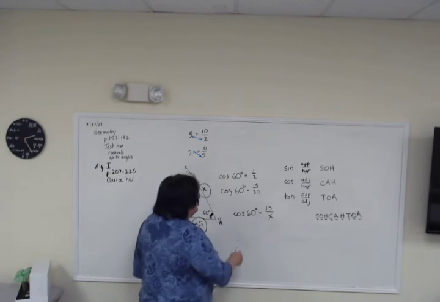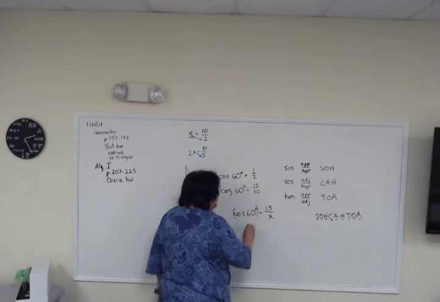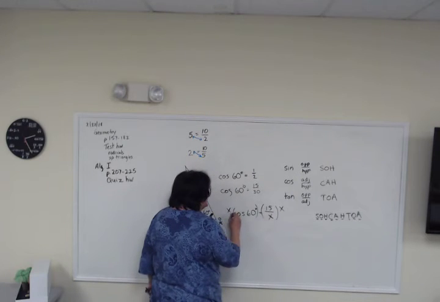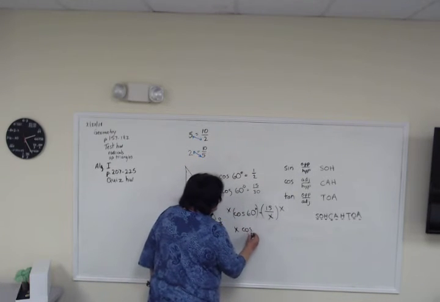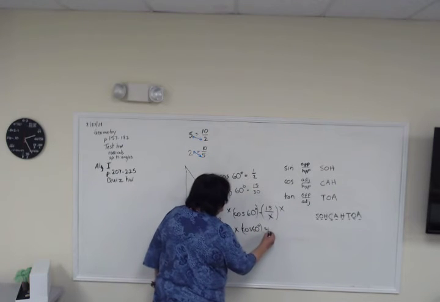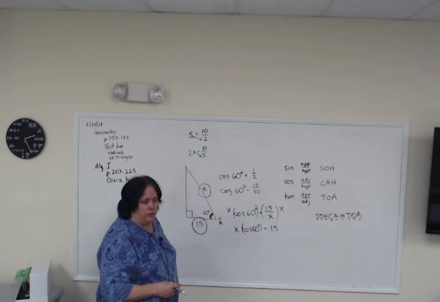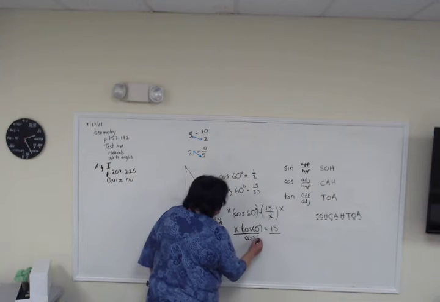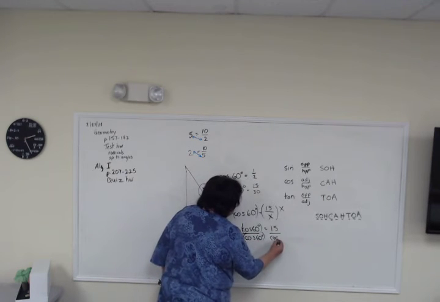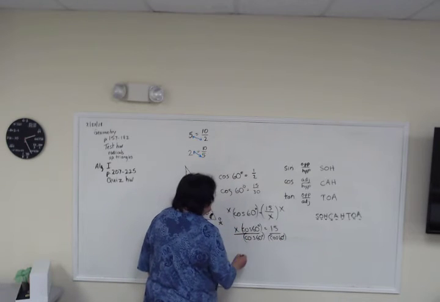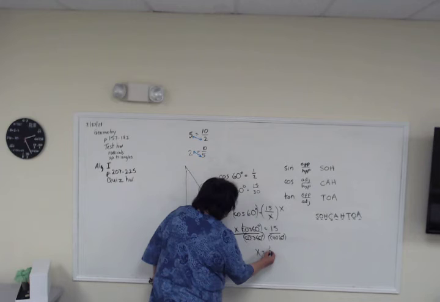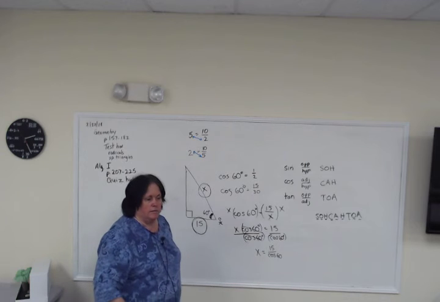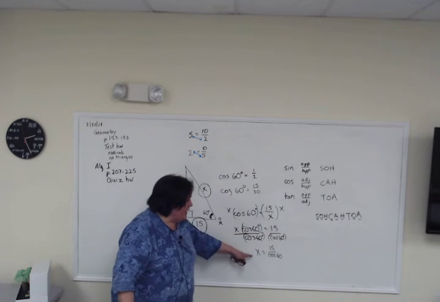But let's take a look at how we would get x alone here. Just think of this as one whole thing. The first thing we would do is multiply both sides by x to get rid of our fraction, wouldn't we? X times the cosine of 60 degrees equals 15. Is everybody with me? And then to get x alone, we would divide both sides by cosine of 60 degrees. This would cancel this out, giving me x equals 15 over cosine of 60 degrees. Does that make sense? I've solved for x.